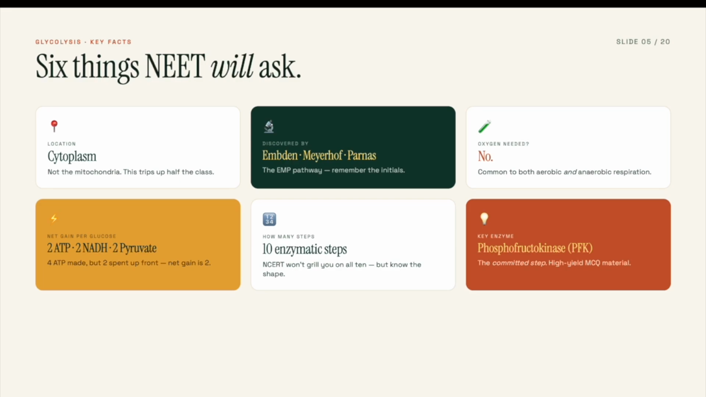The key regulatory enzyme is phosphofructokinase (PFK). This is the committed step. Once PFK acts, the cell is committed to completing glycolysis. And remember, 10 enzymatic steps total, but NCERT will not ask you to memorize all 10. Focus on the input, output, and location.